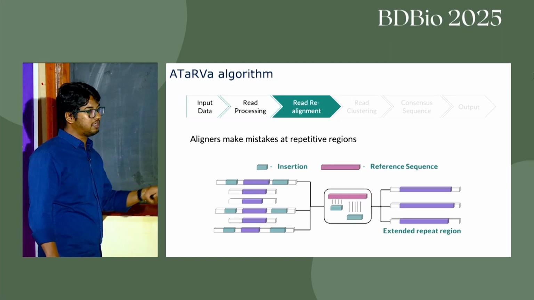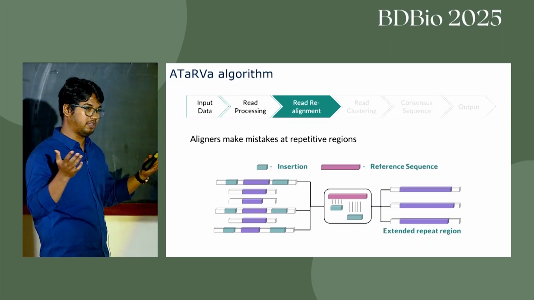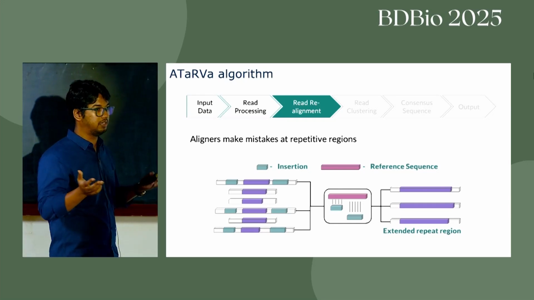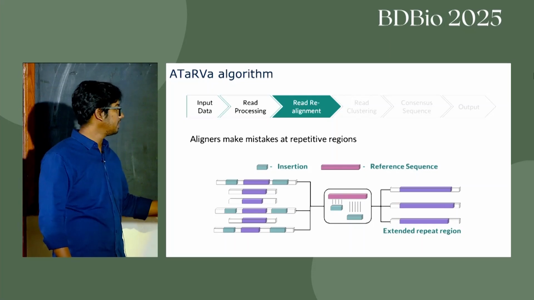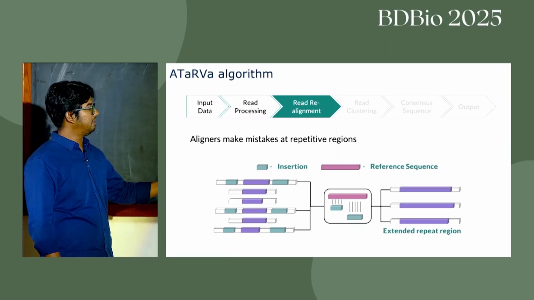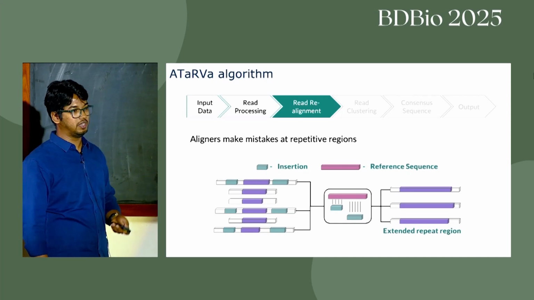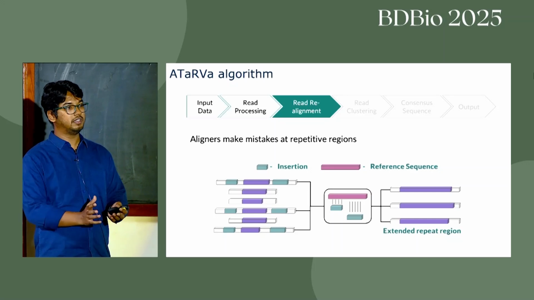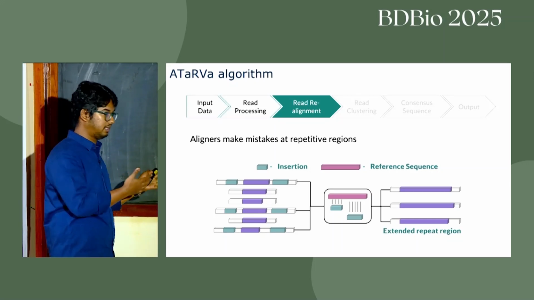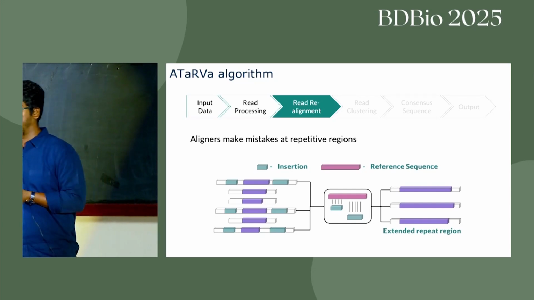Because of this, once we take all the read information, we realign it to the reference using the Smith-Waterman algorithm. We use the SIMD implementation of that so that it's fast. Wherever we pick nearby insertions which actually match the repeat sequence, we append that to the actual repeat locus. Then we extend the repeat region based on this kind of information, and that's where the read realignment step is done.